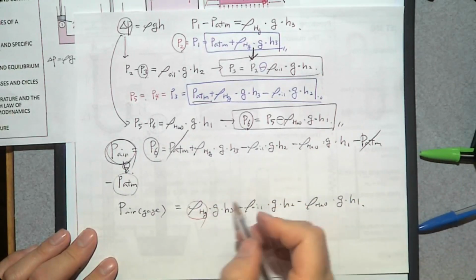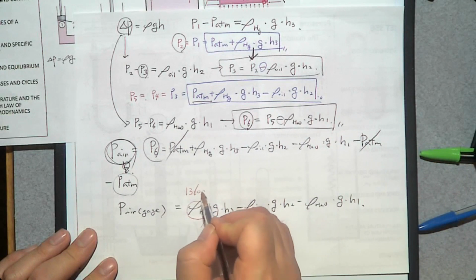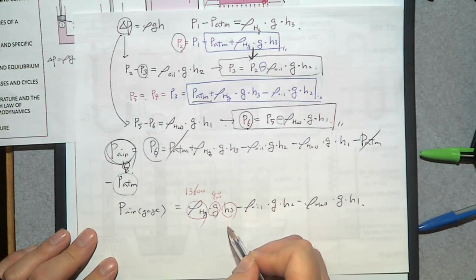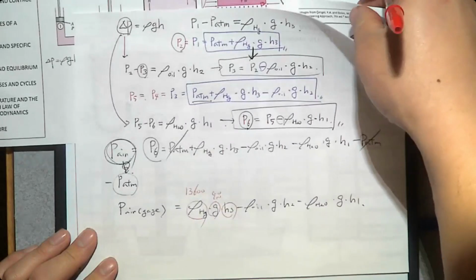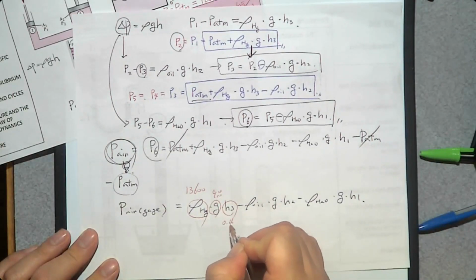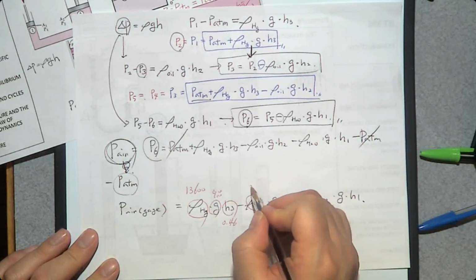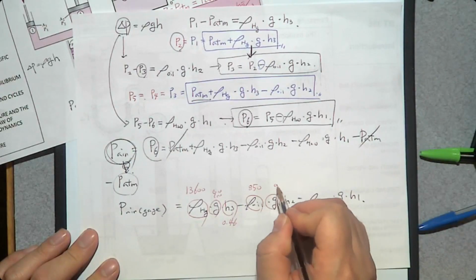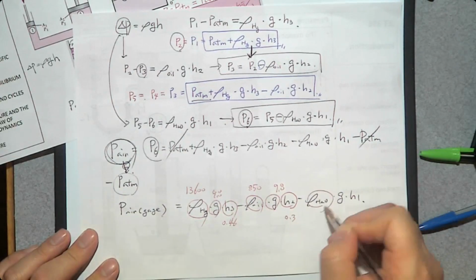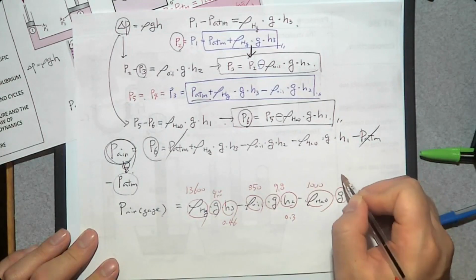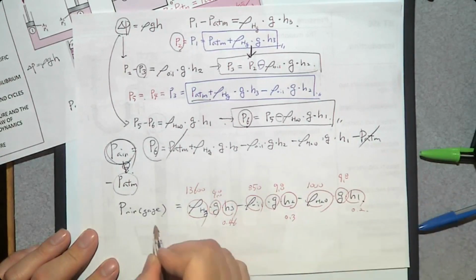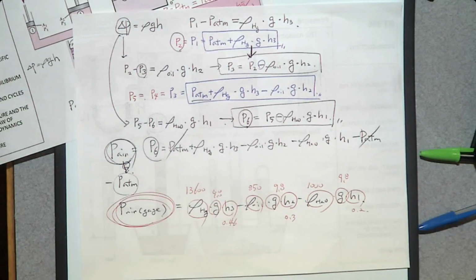What is the mercury density? Mercury density is 13,600, gravity 9.8, H3 is 0.46. Density of oil is 850, gravity 9.8, H2 is 0.3. Water density is 1000, gravity 9.8, and H1 is 0.2. So you can determine the gauge pressure of the air.